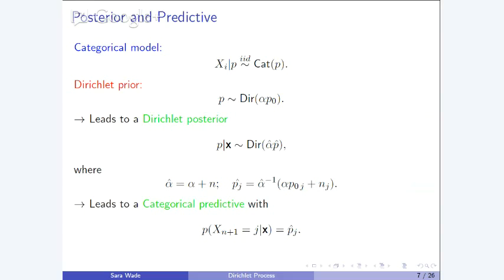And we can show that the predictive distribution, so the probability that our next toss of the dice is equal to j, is just our updated mean parameter there. Again, that's also easy to show. The probability that X_{n+1} is equal to j, given our sample, is just the probability that X_{n+1} is equal to j given our vector of probabilities, integrated with respect to the posterior. And this is just p_j. So this is just the expected value of p_j given our data, which is p_j hat.